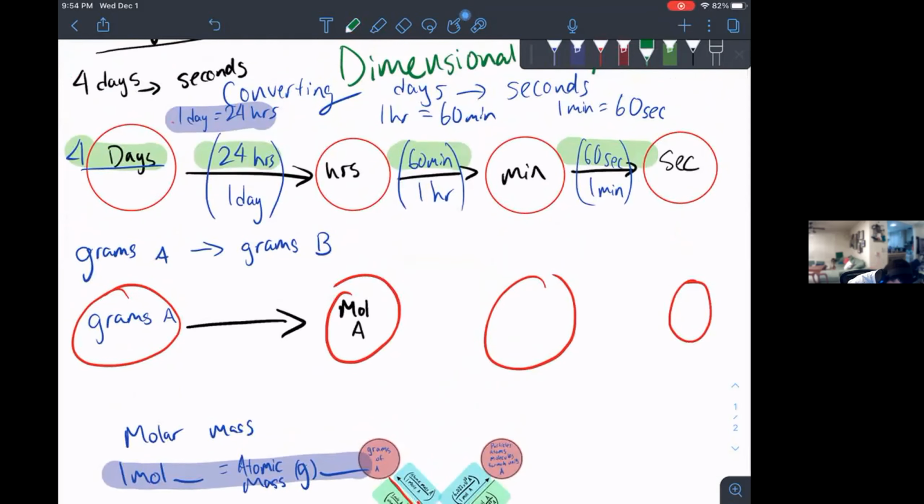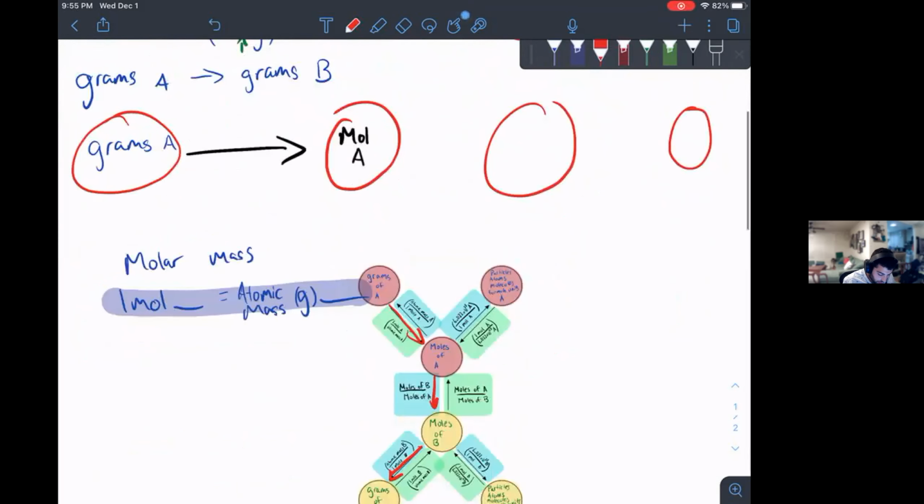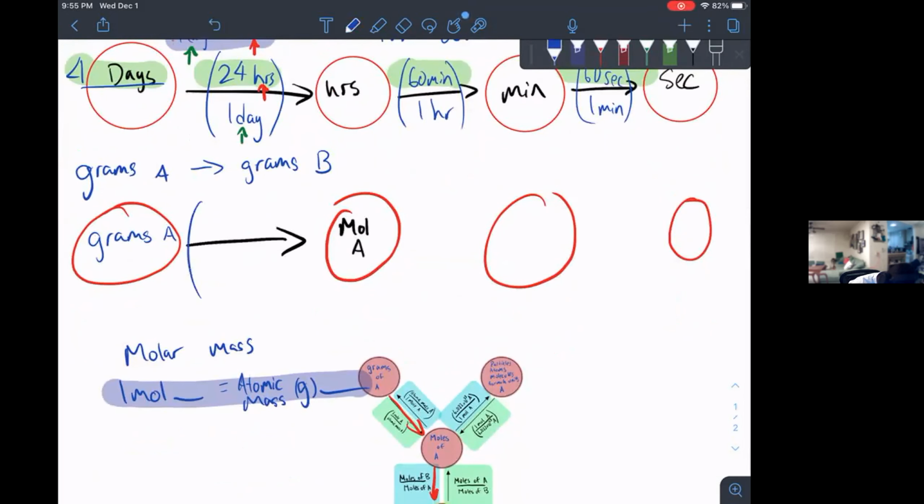Just like we had day and hour, we have now atomic mass grams of A and 1 mole of A. So our conversion factor has a mole, and it also has a gram and a gram. Whatever unit we start with comes down to the bottom, and that actually continues throughout the whole thing.